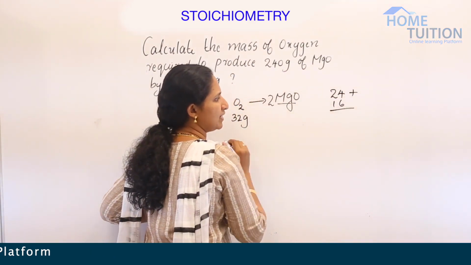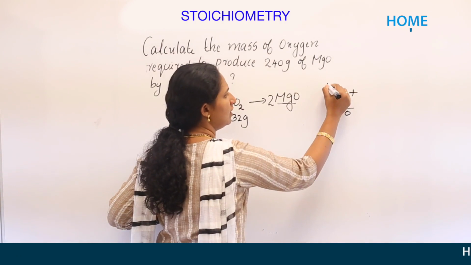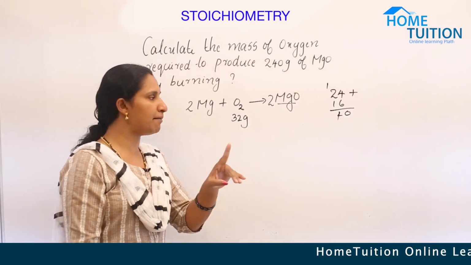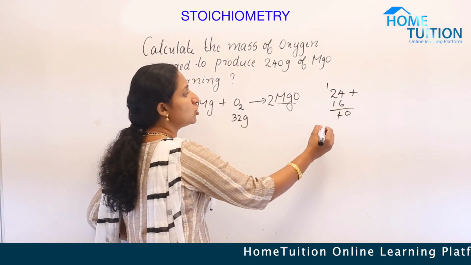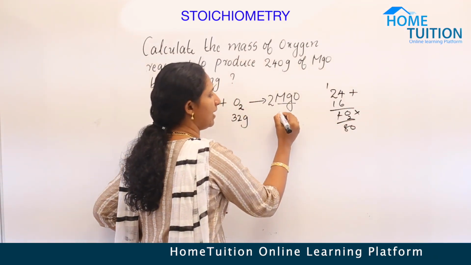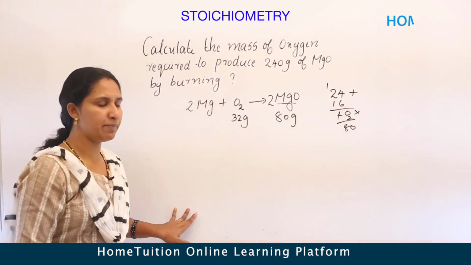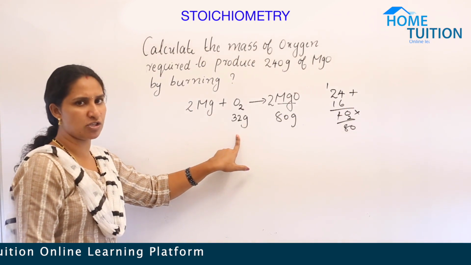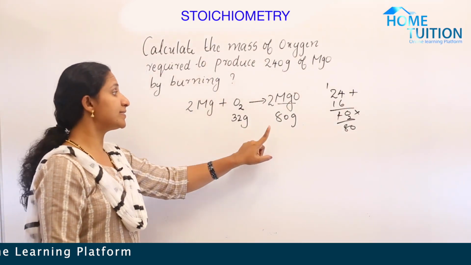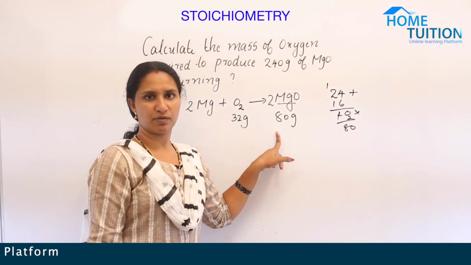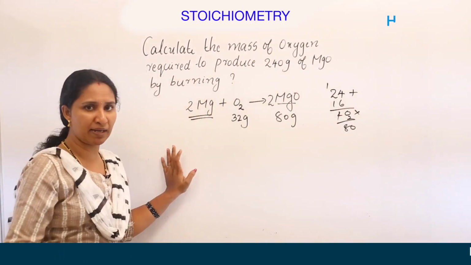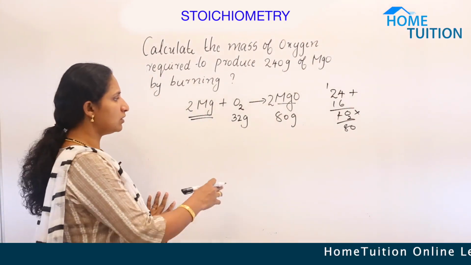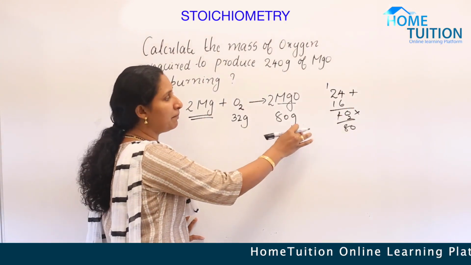So 16 plus 24, what's the answer? 6 plus 4, 10, then 2, 3, 1, 4. So 40. 1 mole MgO is 40 gram. Here 2 mole MgO means 2 into 40, so 80 gram. So as per the balanced equation, we can write like this: 32 gram oxygen is needed to produce 80 gram magnesium oxide. We didn't consider the magnesium because our question is to find the amount of oxygen alone.